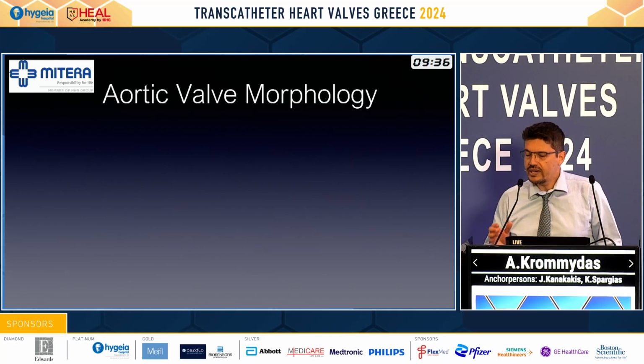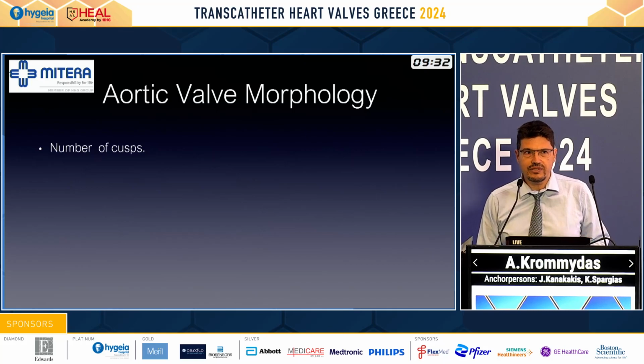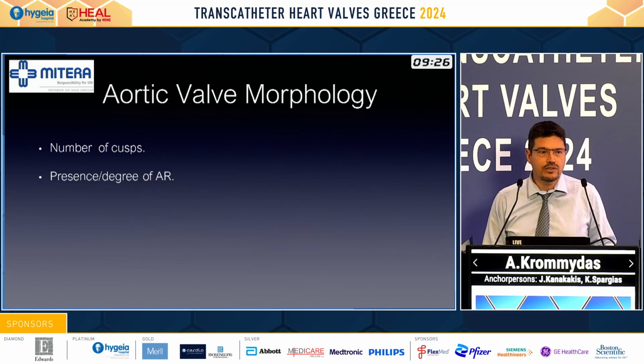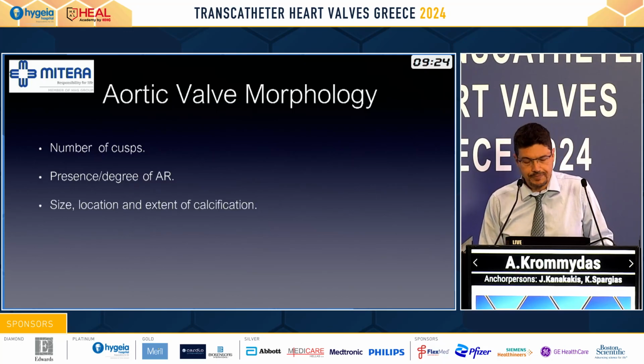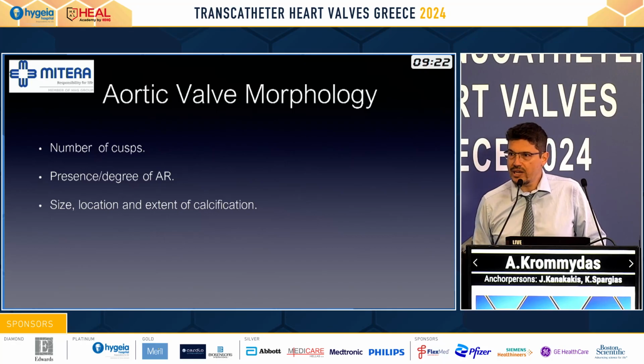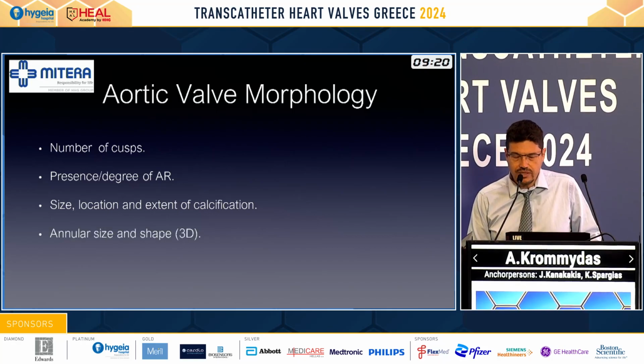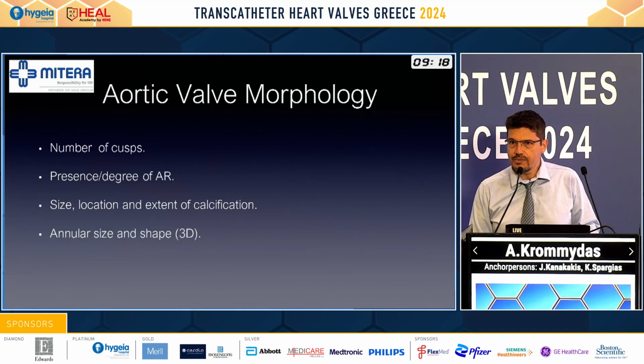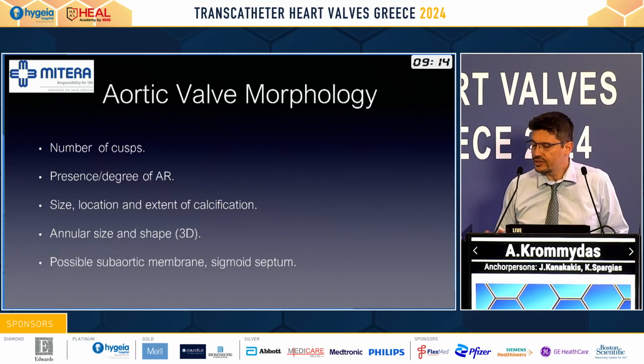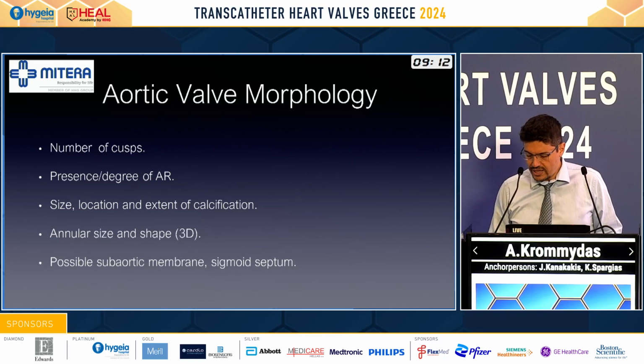When we perform an echo, the first thing we look at is the aortic valve morphology. We try to identify the number of the cusps, which is very important for the intervention, the presence and degree of possible aortic regurgitation, the size, location, amount, and extent of calcification, the annular size and shape, especially using 3D software, and possible subaortic membrane or anatomic structures like a sigmoid septum.